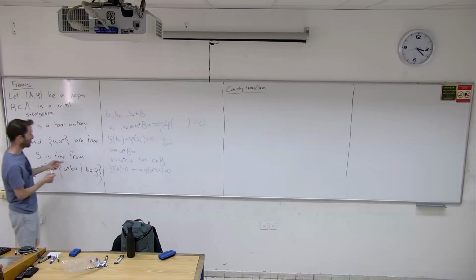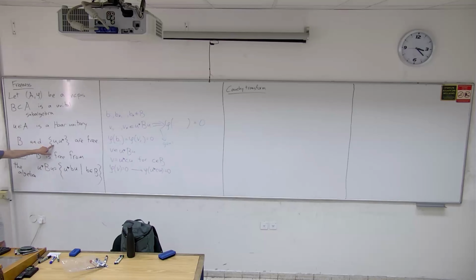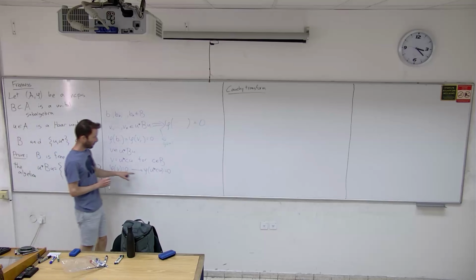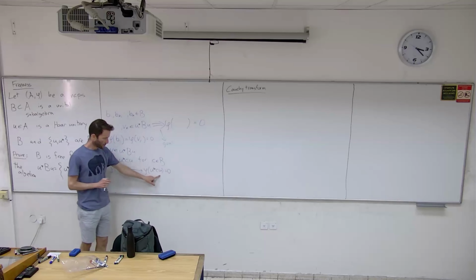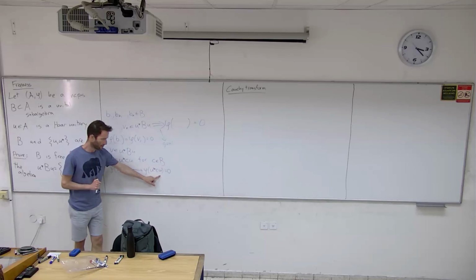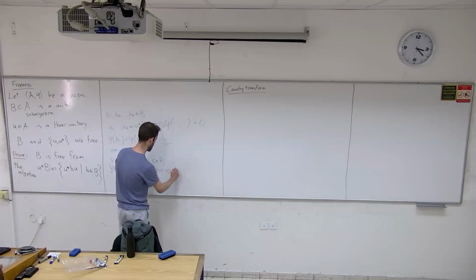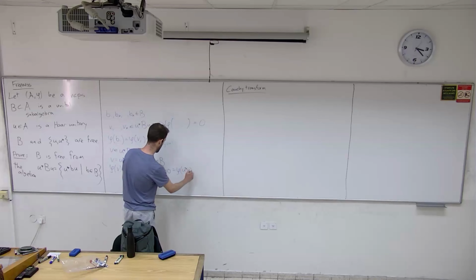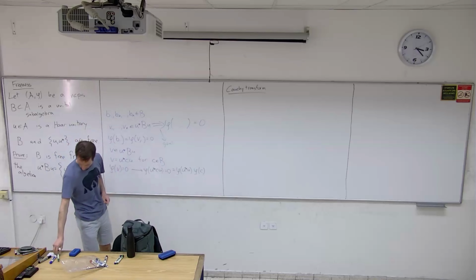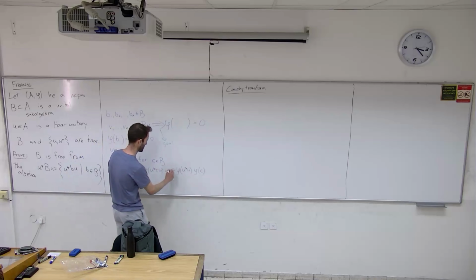But recall that B and U are free. And for such products, we know how to calculate them for free elements. We've seen it in the lecture today. This also equals phi of U star U times phi of c. And this equality holds because B and U are free.